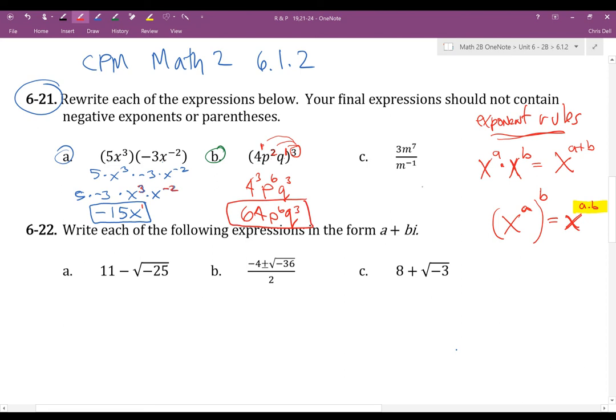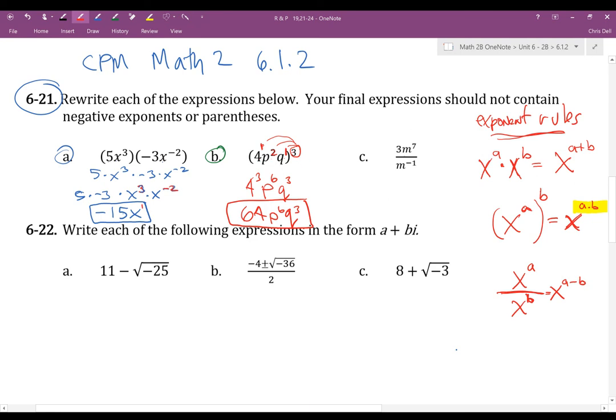This one here, we have another rule. If I take like bases, in this case x to the a over x to the b, if I'm dividing them, if I have them written as a fraction, a ratio, division, then the base stays the same. It's still x, but what do I do with the exponents? I subtract them. A minus b, the top minus the bottom.